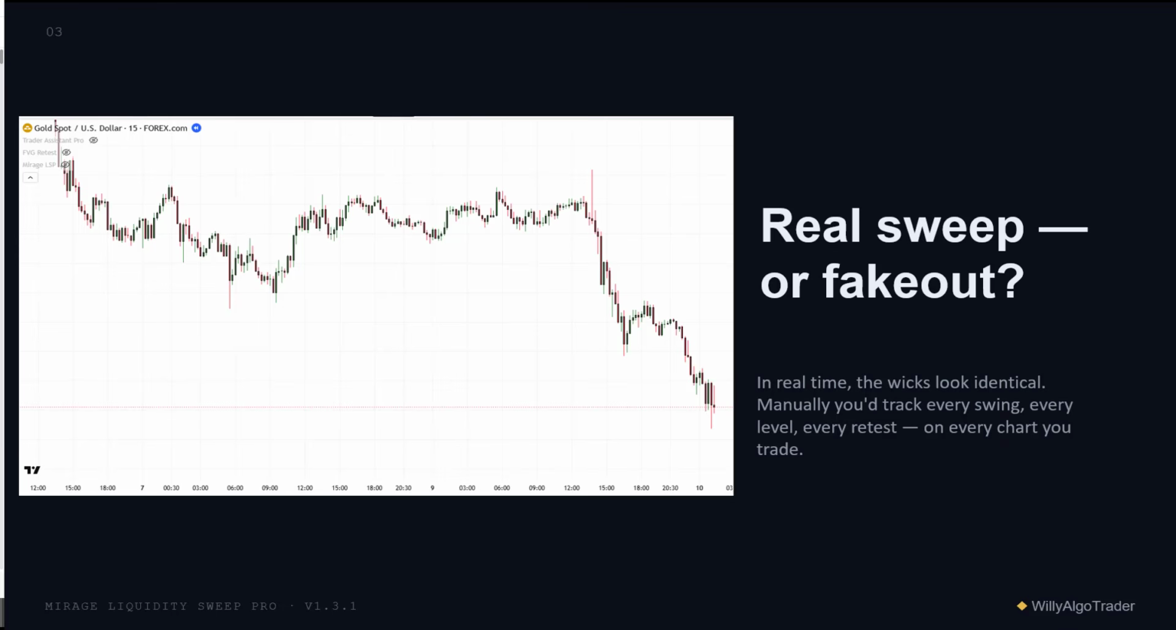The problem is, spotting them live is hard. Was that a real sweep or a breakout about to keep running? Where's the stop? Where's the target? Most people either miss the sweep or chase it after the move's gone. That gap is exactly why I built Mirage.